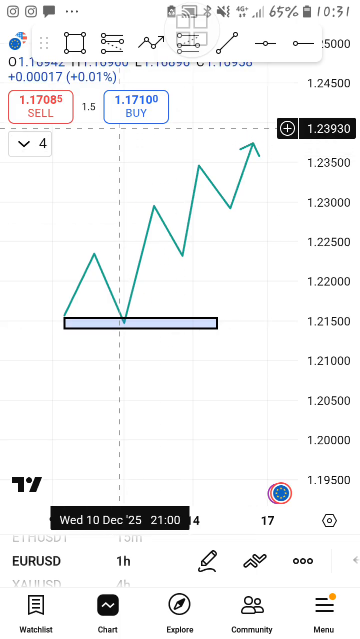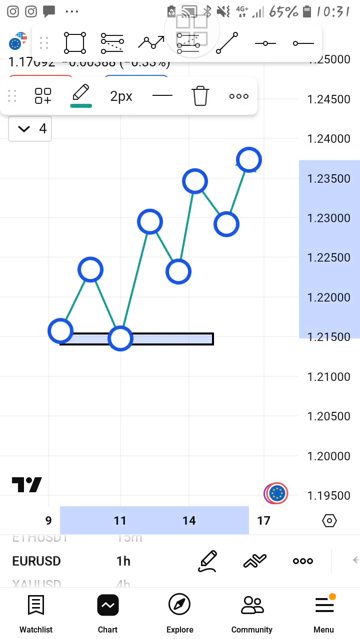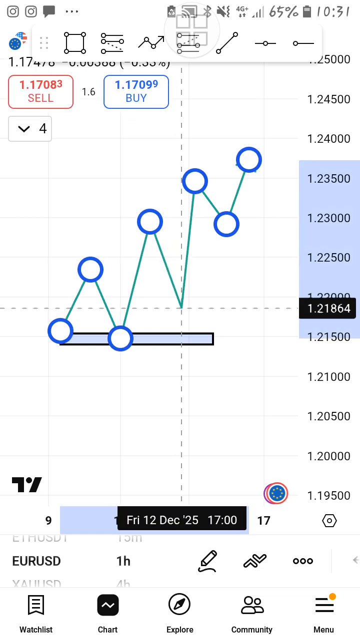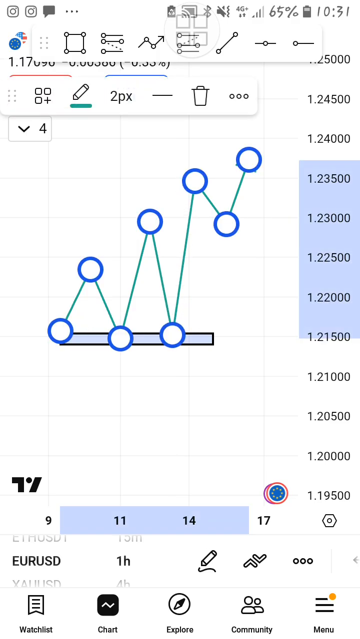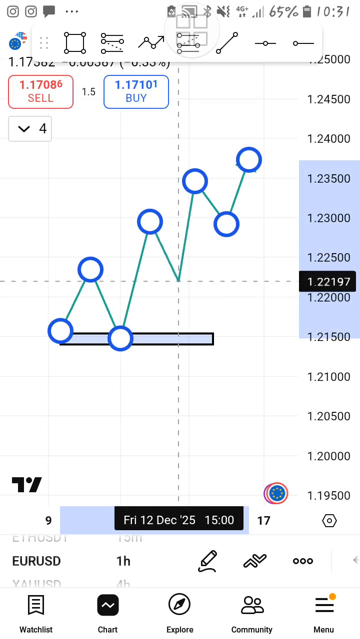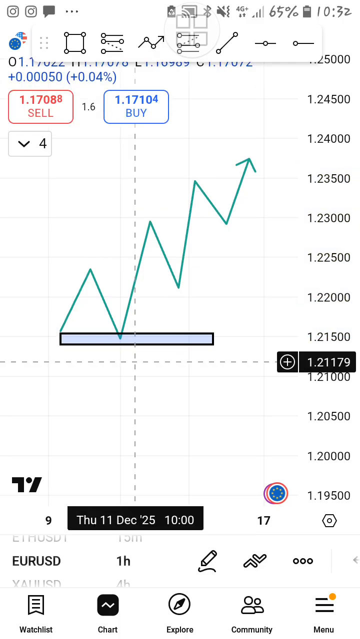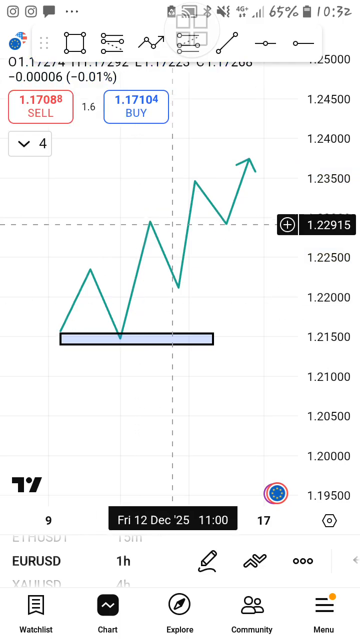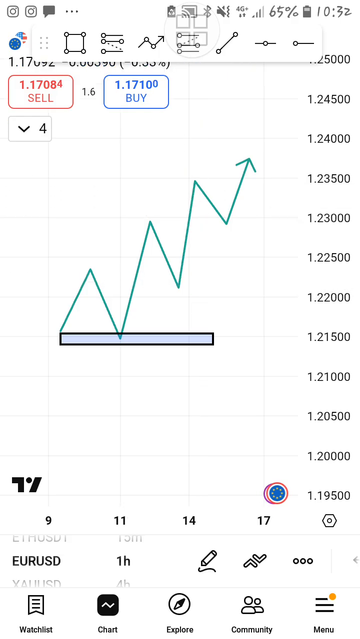Patience, you have to wait for it to tap into that demand zone, but not always will it tap into that demand zone, because you can't expect the price to do that. It will either stop around here, come from this demand zone and go up, or come back here and go up. So not every demand zone has to be tapped again.